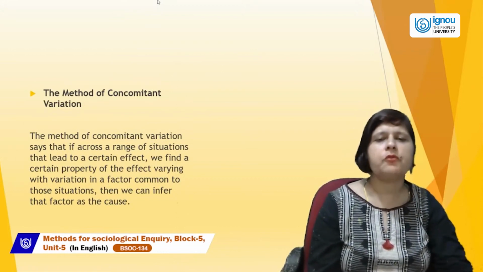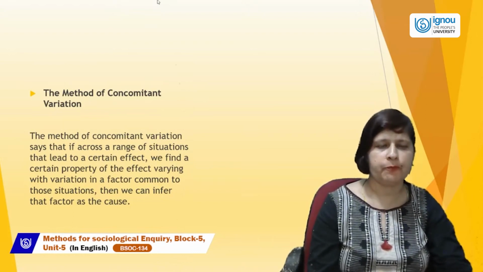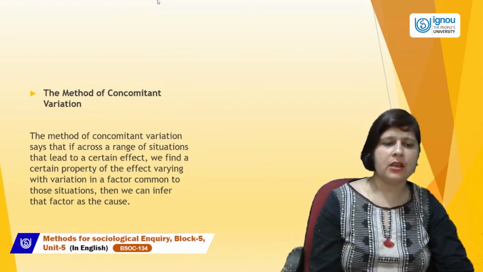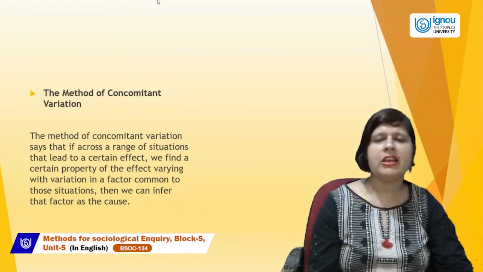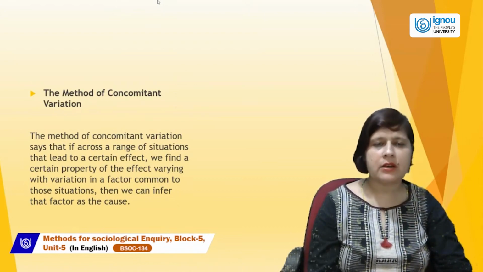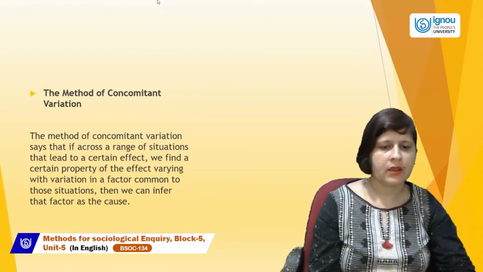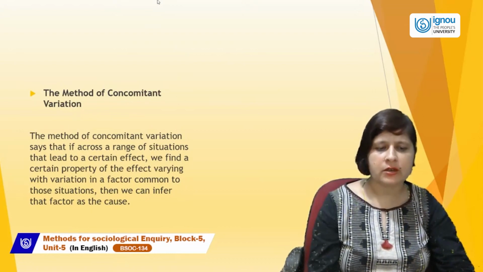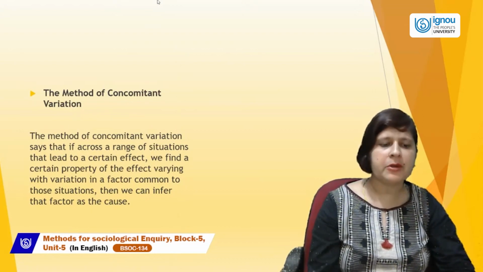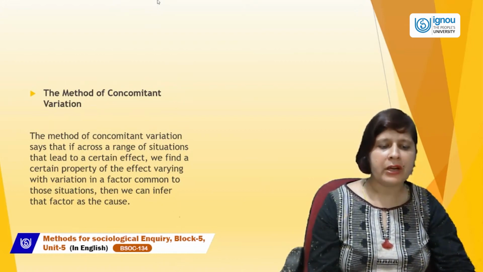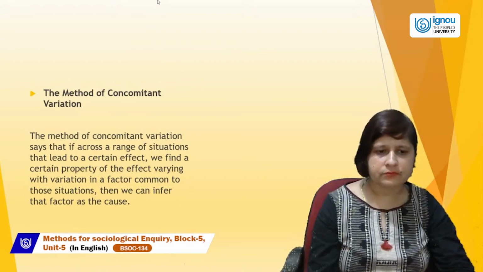The method of concomitant variation. The method of concomitant variation says that if across a range of situations that lead to a certain effect, we find a certain property of the effect varying with variation in a factor common to those situations, then we can infer that factor as the cause.